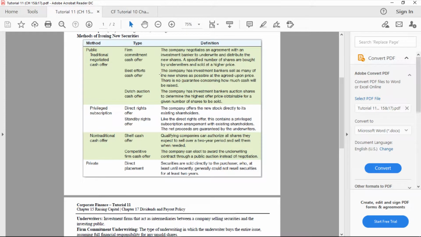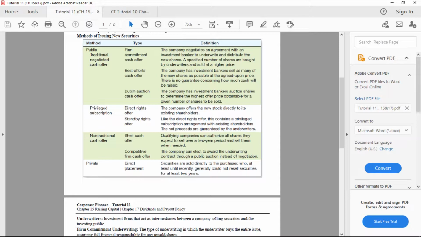Best efforts has the definition that the company has investment bankers sell as many of the new shares as possible at the agreed upon price. So there are no guarantees concerning how much cash will be raised. That's why they name it best efforts, because there is no guarantee for the firm to receive a specific amount of cash. And the third one is the Dutch auction cash offer. The definition is that the company has investment bankers who will auction shares to determine the highest offer price obtainable for a given number of shares to be sold.